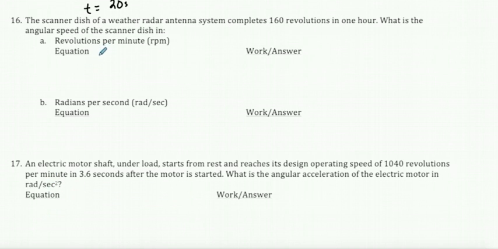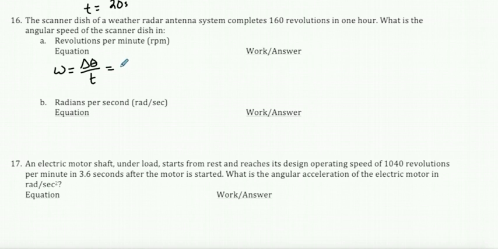Okay, so we have to do a little bit of conversion here to get these answers correct. Our equation for angular speed is omega equals change in angle, or radians, over time. This can also be in revolutions, but our time here we have to have in minutes. So that's revolutions per minute.